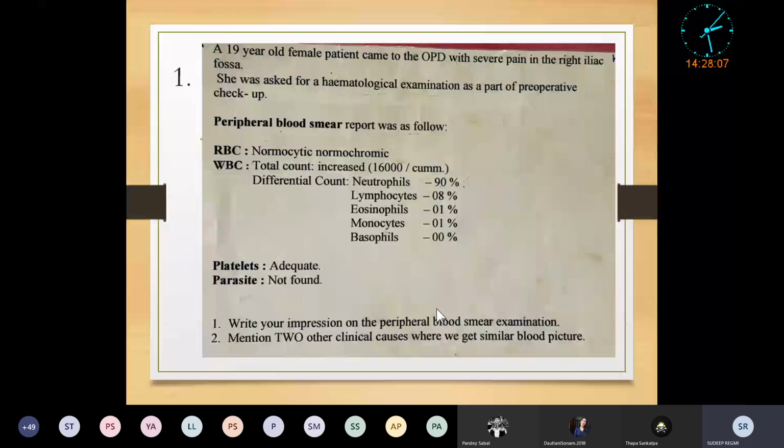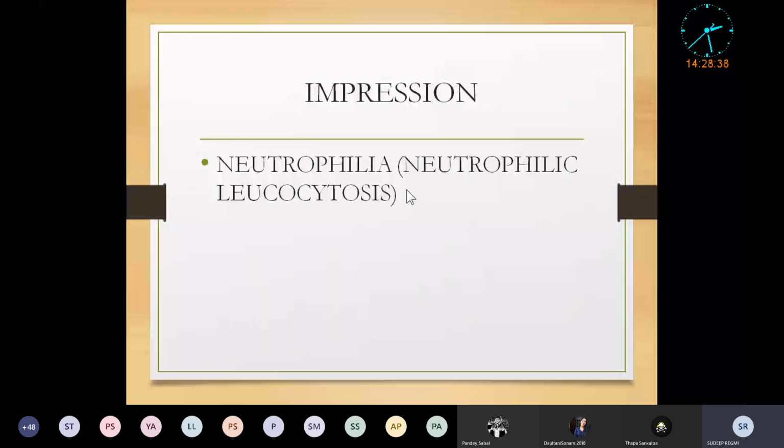Here you have to see the total count is increased, which is 16,000. So it is a leukocytosis. And in the differential count, neutrophils are increased. So there is leukocytosis with neutrophilia. Is that all right? Yes, sir. Okay, we can call it neutrophilic leukocytosis also. Neutrophilia, you can write in the bracket neutrophilic leukocytosis, or just write neutrophilic leukocytosis, that will be enough.